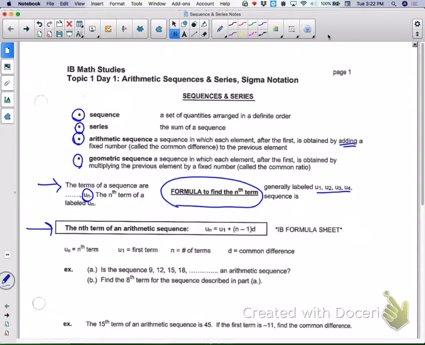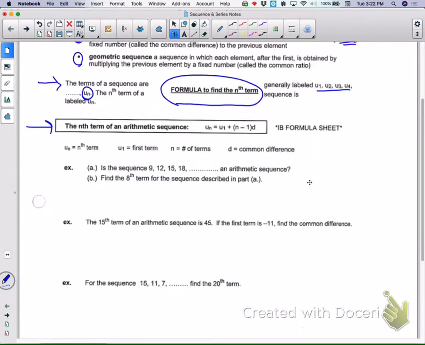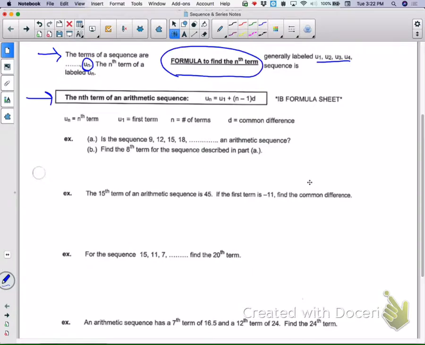Okay. So, first question here, and you have a couple of these in your homework, is the sequence 9, 12, 15, 18 an arithmetic sequence? And then part B, find the 8th term of the sequence described in part A. Now, it's very possible that you could have a sequence that does have a pattern, it's just not an arithmetic sequence, so don't let part B make you think, oh, well, the answer to part A must be yes, because otherwise how would I have a part B? It is actually yes, because it does have a pattern where we're adding the same thing each time.